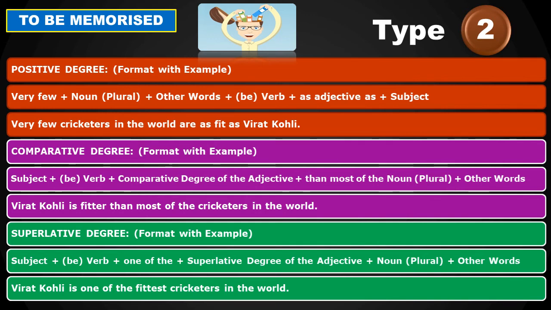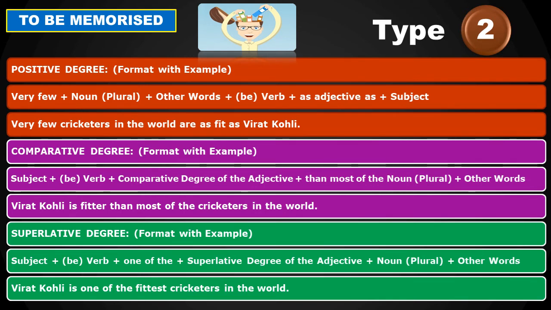Very few cricketers in the world are as fit as Virat Kohli. Now the comparative degree of the same sentence: the format that we need to follow is subject plus be verb plus comparative degree of the adjective plus than most of the. If there is very few in the positive degree, then we have to use than most of the plus noun in plural form in the comparative degree plus other words. Virat Kohli is fitter than most of the cricketers in the world.